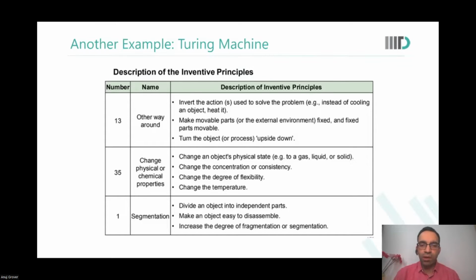Divide an object into smaller, independent parts. Make the object easy to disassemble. Increase the degree of fragmentation or segmentation. So, can we think of a solution by using segmentation? I need to clean this turning machine and remove the shavings. How can the principle of segmentation help me?